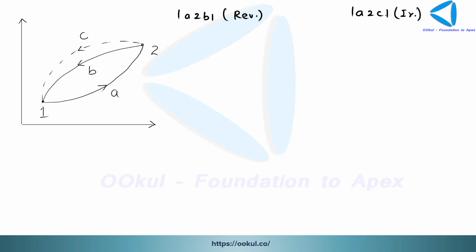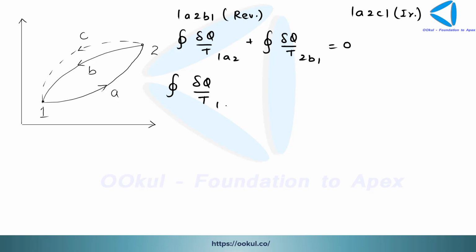For the first path, we will have the same thing, that is, the cyclic integral of delta Q by T along 1A2 plus the cyclic integral of delta Q by T along 2B1 is equal to 0, from the Clausius inequality. And for the irreversible path, we write the cyclic integral of delta Q by T along 1A2 plus the cyclic integral of delta Q by T along 2C1, and this will be less than 0.